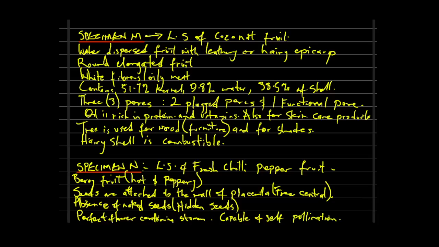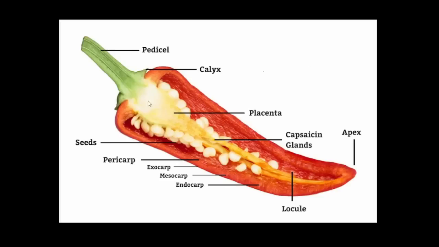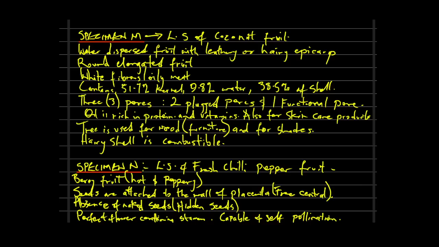So this is what we are actually talking about here for this particular plant. You can see that all of the seeds are found on the placenta, which is found in the center of the fruit. That is why it is called free central. So this is what it looks like. Those are the specimens that we have for the WAEC practical for 2023.